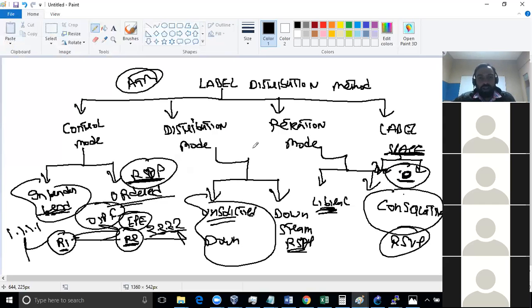So these are the basics of MPLS. First, I will build up the basic MPLS cloud, and then over it I will run first 6PE and then the 6VPE provider edge technology.